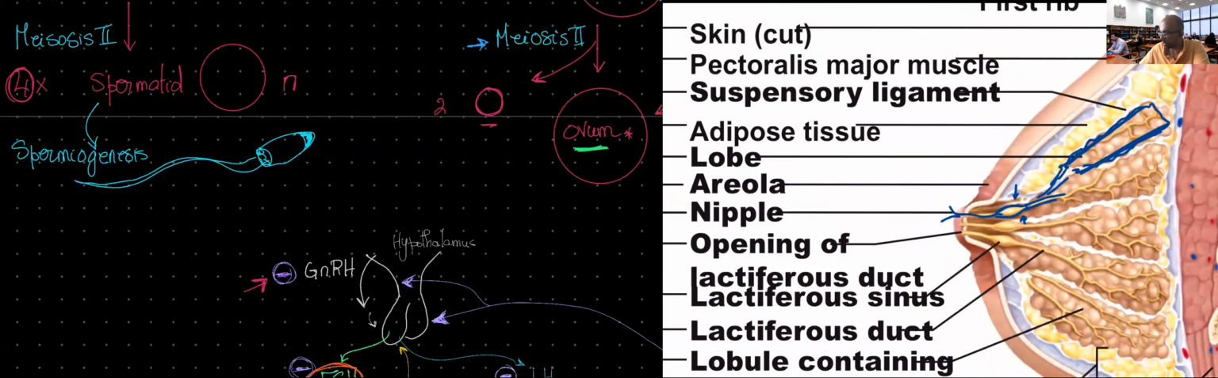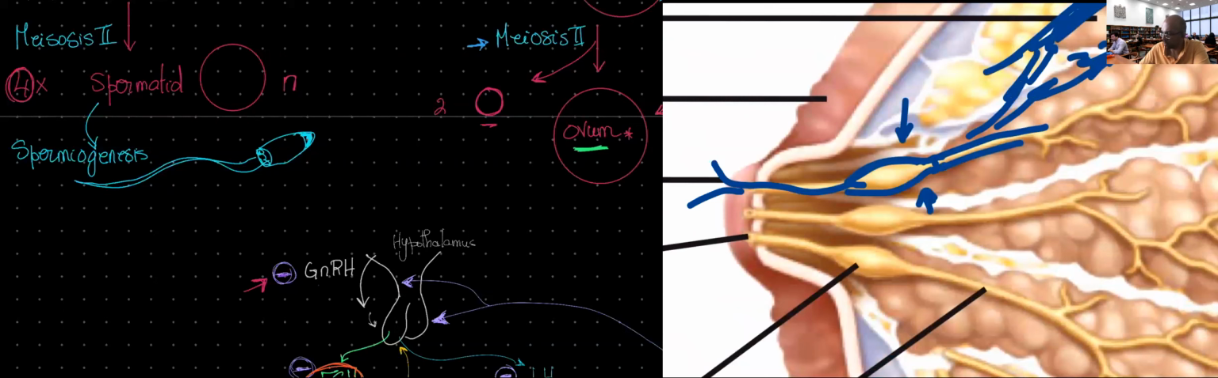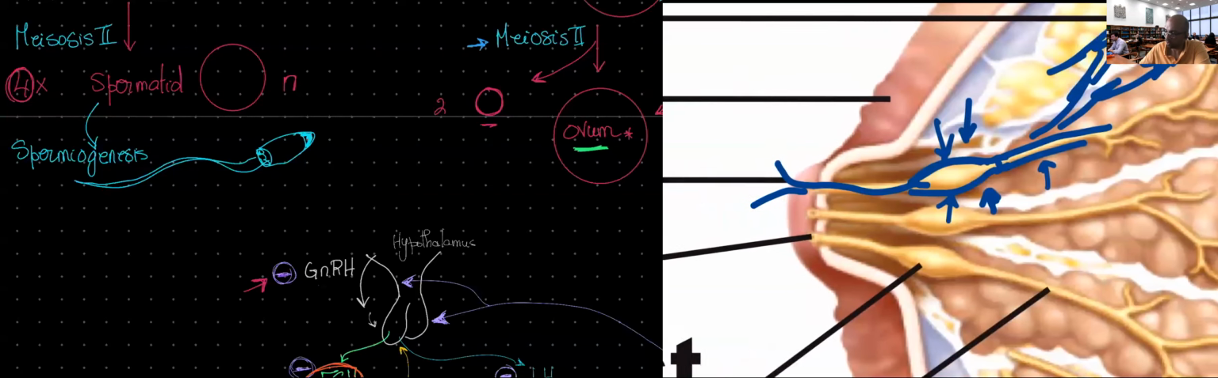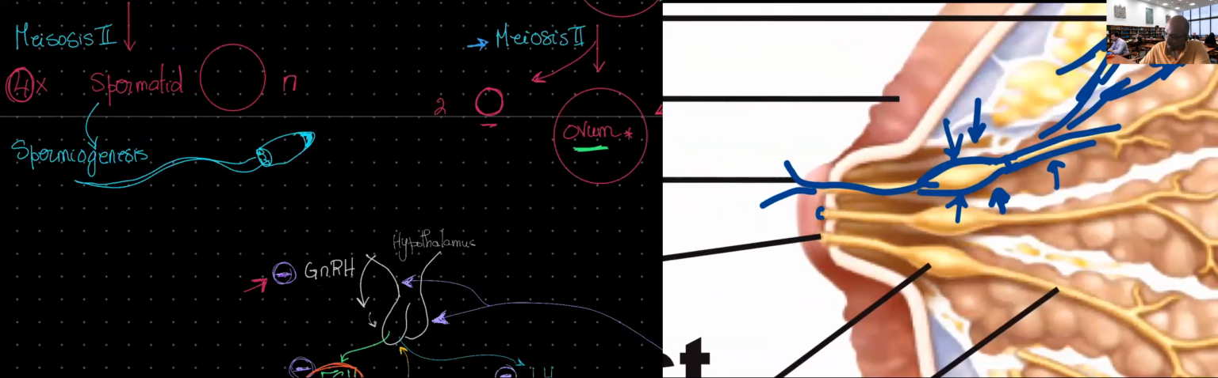So again, looking here, this is one of the mammary glands. It's located inside a lobule. Each of the mammary glands is going to have a lactiferous sinus, which is a bulging part of the lactiferous duct. Each lactiferous duct opens by a separate opening in the nipple through which the milk is going to be released.